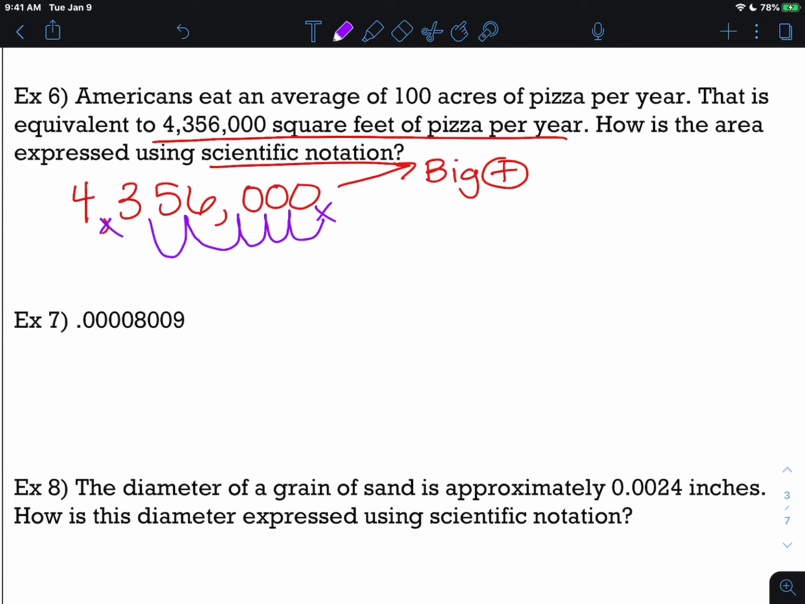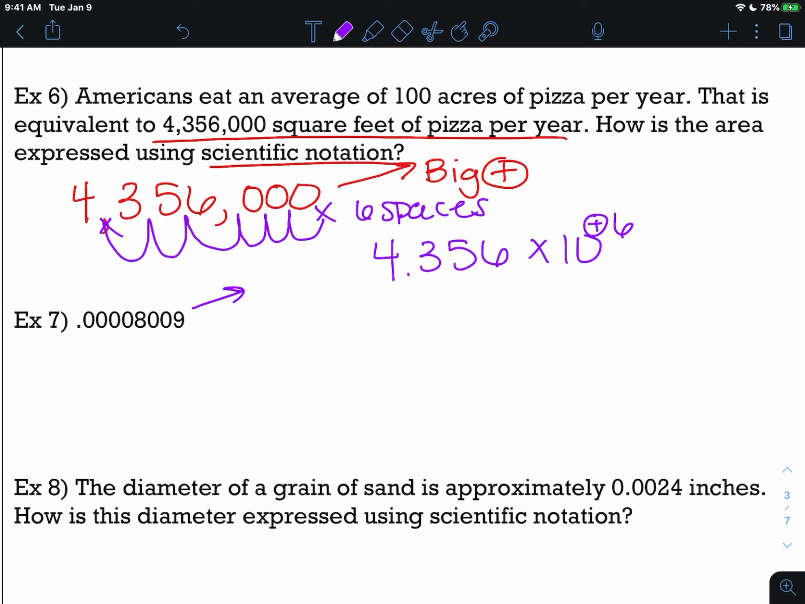3, 4, 5, 6. 4.356 times 10 to the power of positive 6, which we don't have to write the positive. That means that 4,356,000 is the same thing as 4.356 times 10 to the power of 6. Okay, good. Let's go ahead and keep looking.